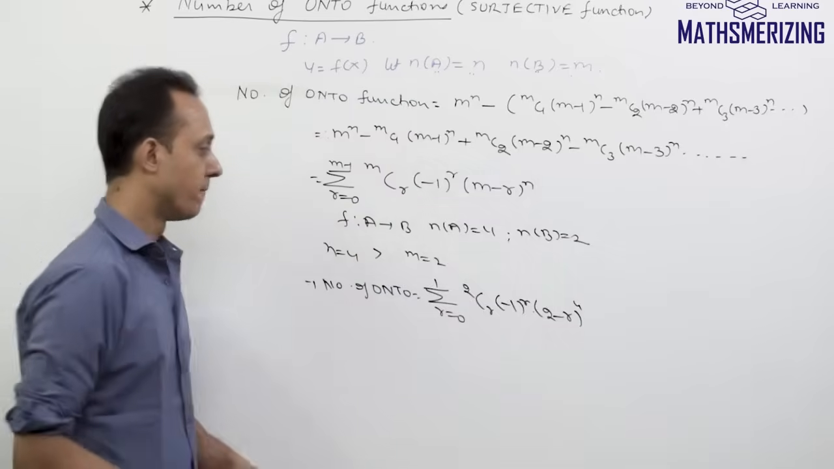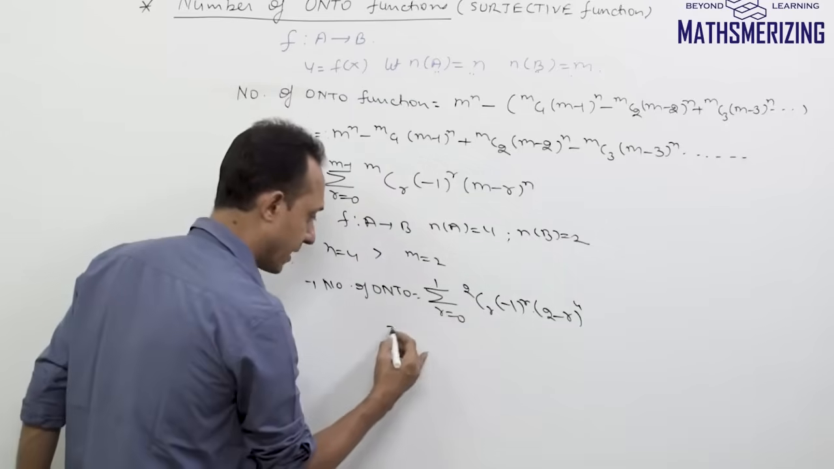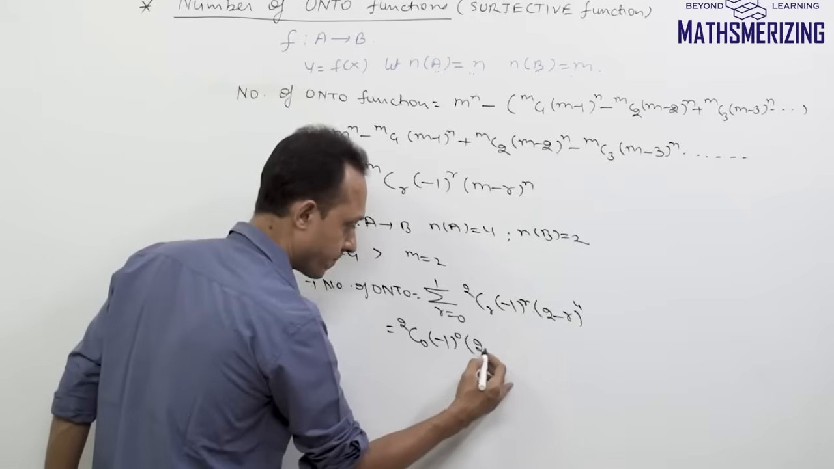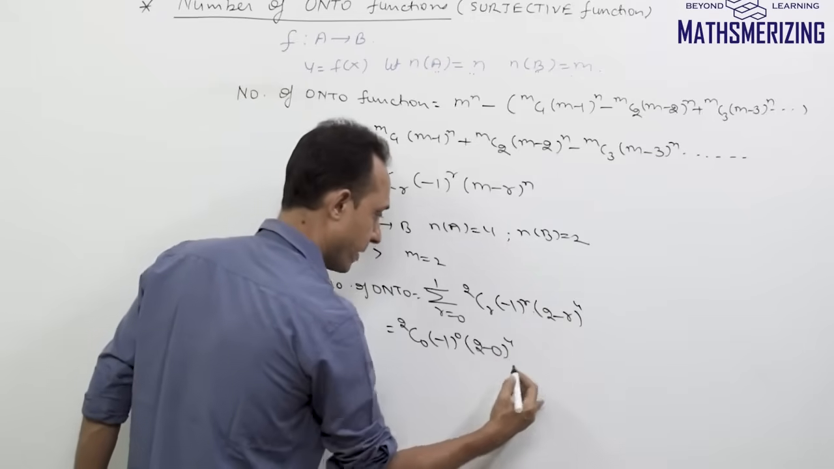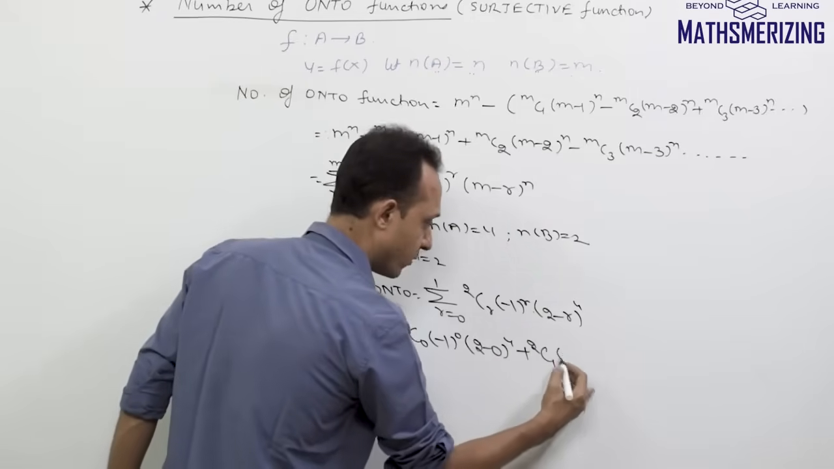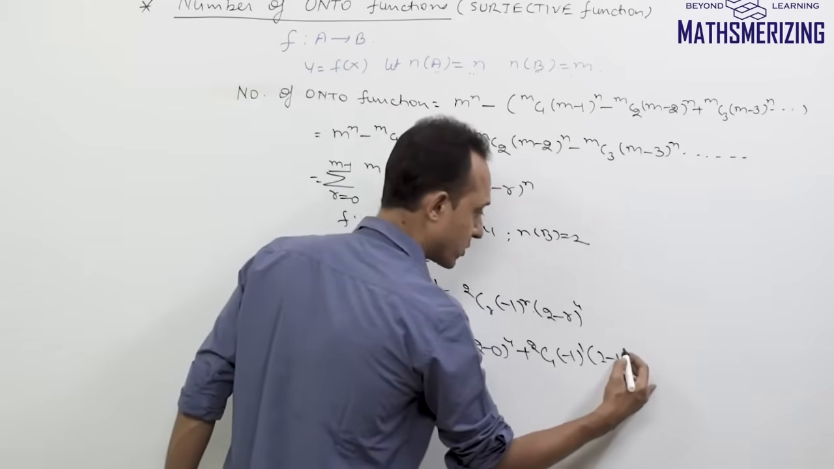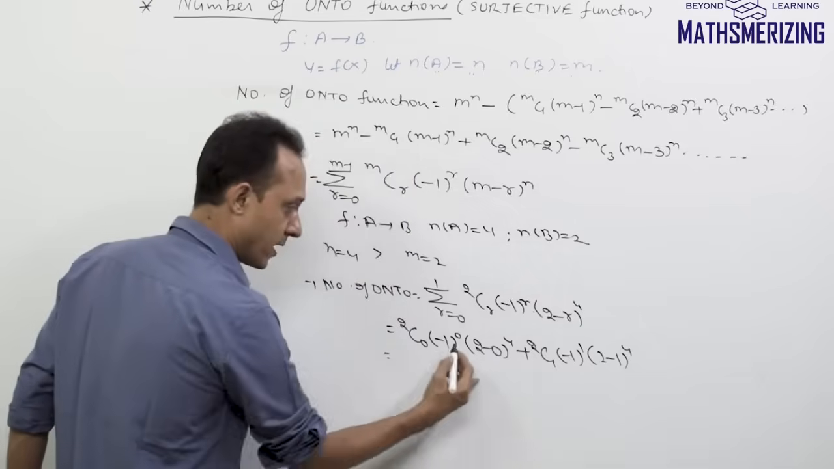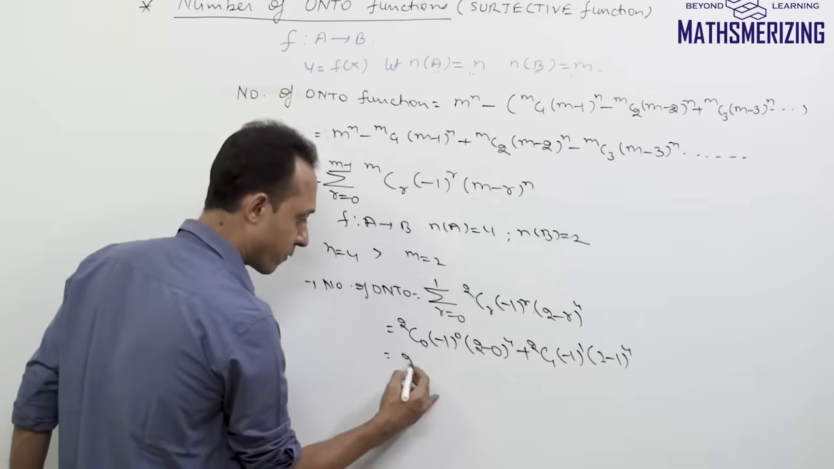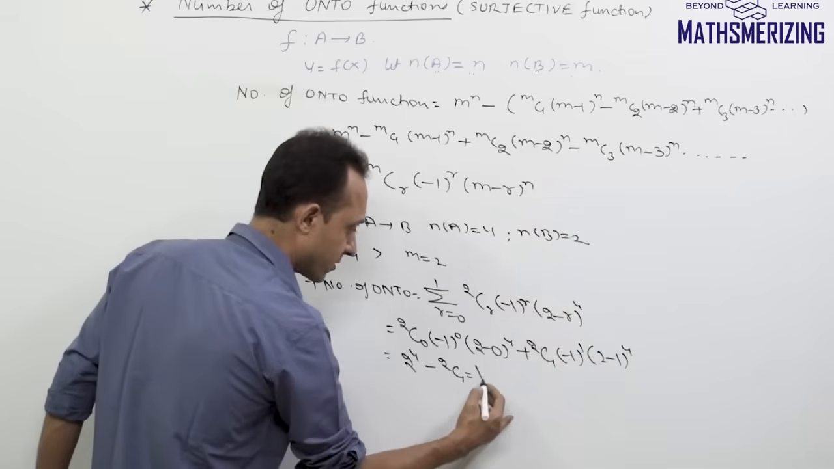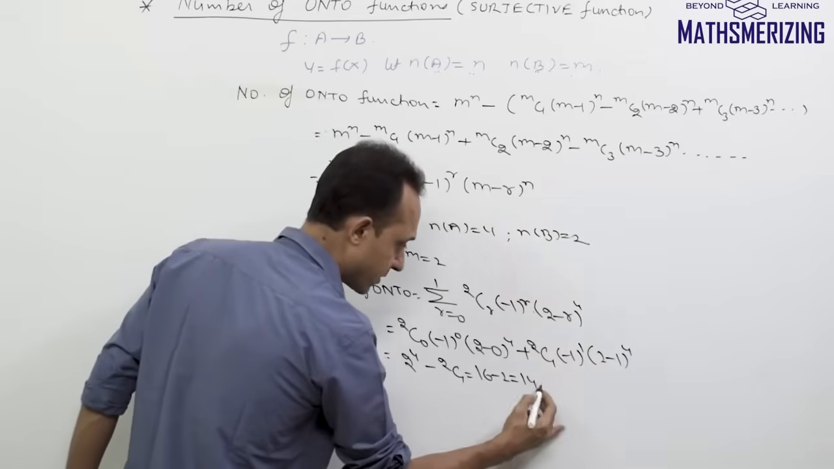And n in this case is 4. Now if I put r as 0, I'll get 2C0 (-1) to the power 0, (2-0) to the power 4, and then plus 2C1 (-1) to the power 1, and it will be (2-1) to the power 4. So here it will be 2 to the power 4, which is 16, and then it will be minus 2C1. So there will be 16 minus 2, that is 14.